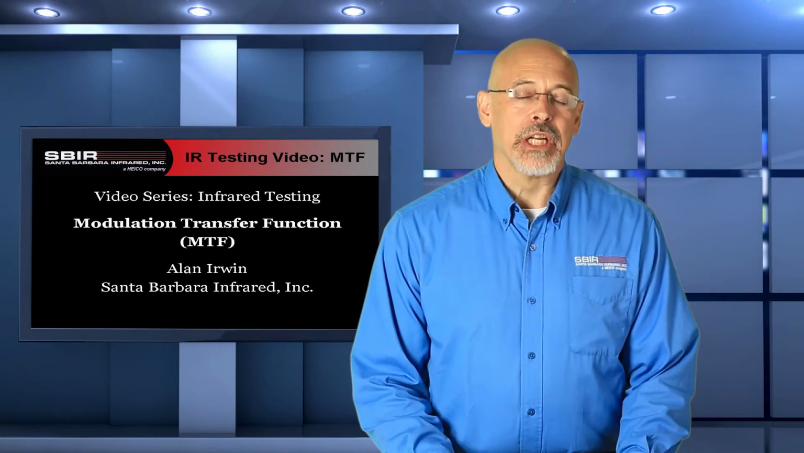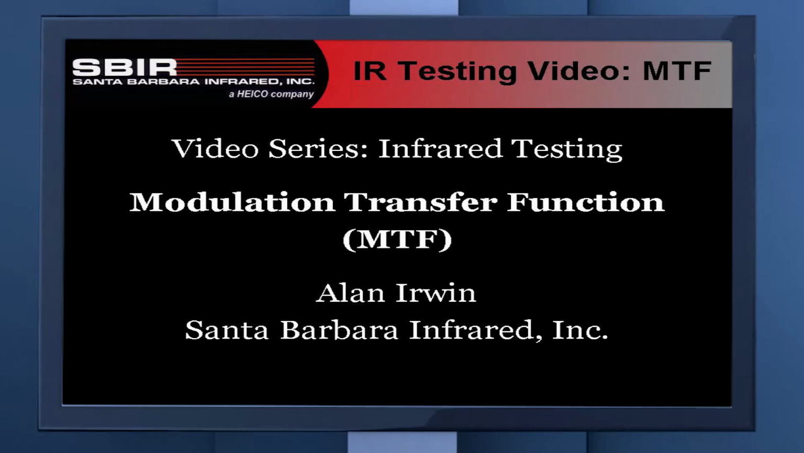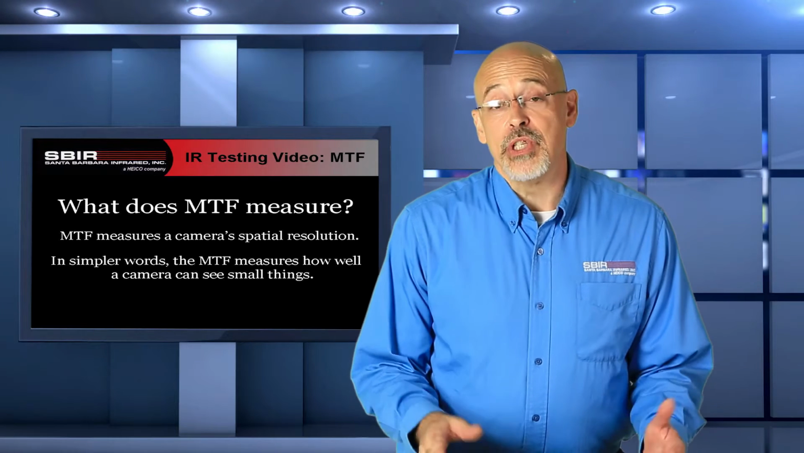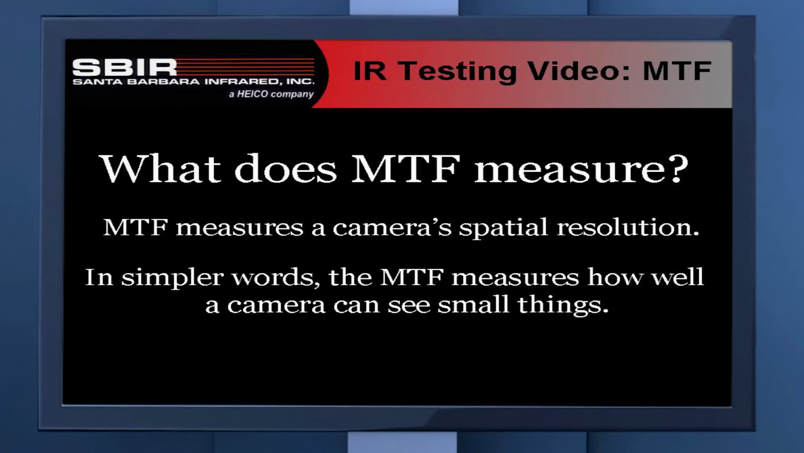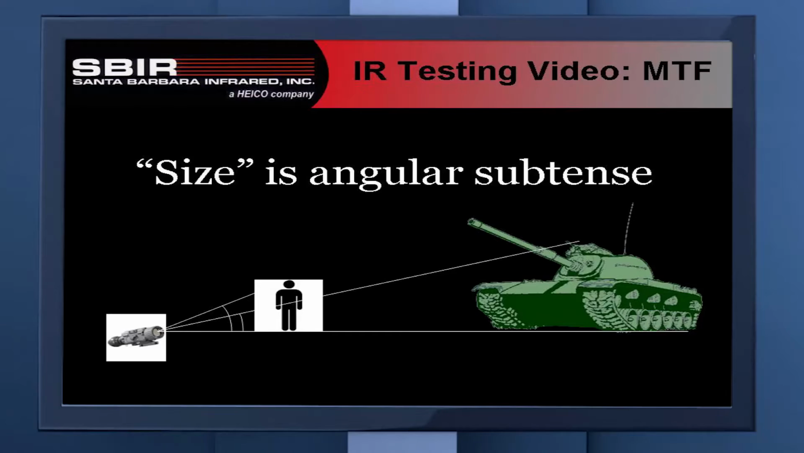In this video, we're going to be talking about the Modulation Transfer Function, more commonly known as the MTF measurement. So what is it that MTF measures? MTF measures a camera's spatial resolution. In common terminology, what we do is we measure how small an object a camera can see. And when we talk about size, small and big, what we're really talking about is angular subtense.